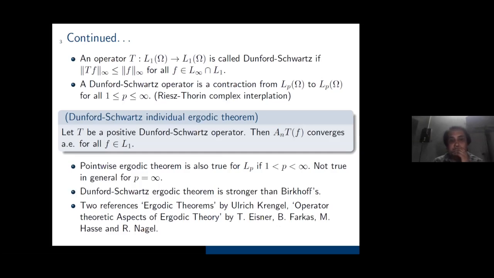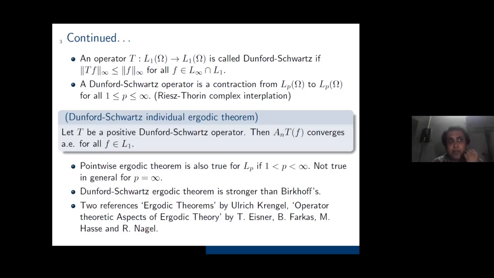But there is one thing in the Dunford-Schwartz ergodic theorem, which is more general than Birkhoff's ergodic theorem. This operator T is actually automatically bounded for all LP. This is just the Riesz-Thorin complex interpolation theorem: since it's a contraction from L1 to L1 and L infinity to L infinity, by the Riesz-Thorin complex interpolation theorem, it is actually bounded, in fact a contraction, for all LP.